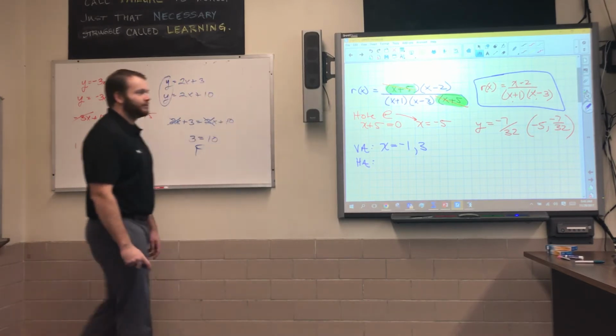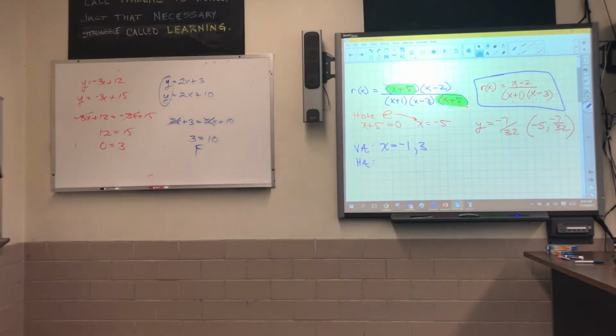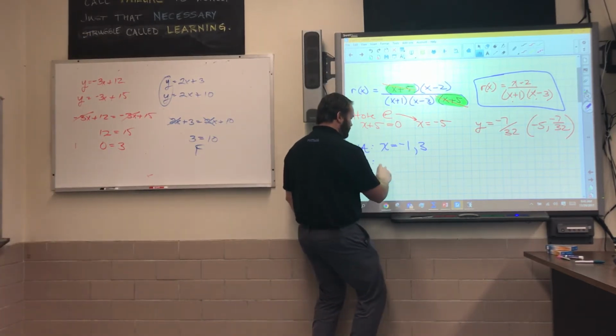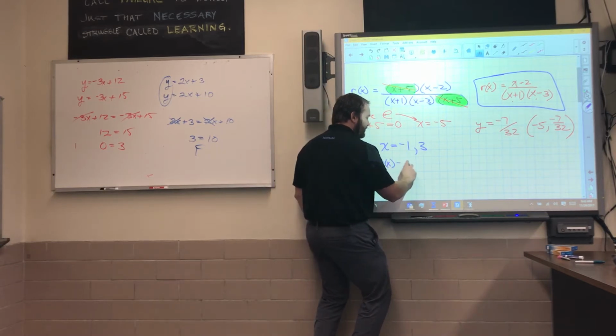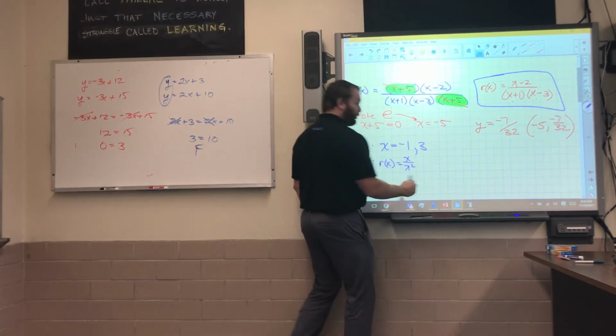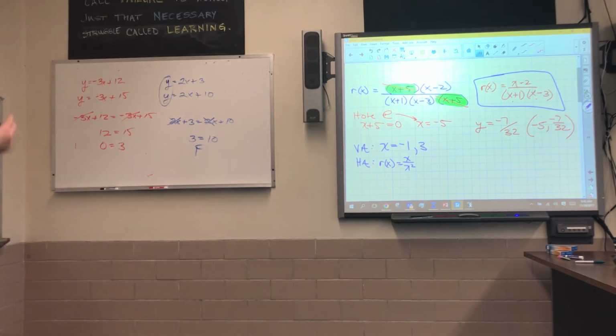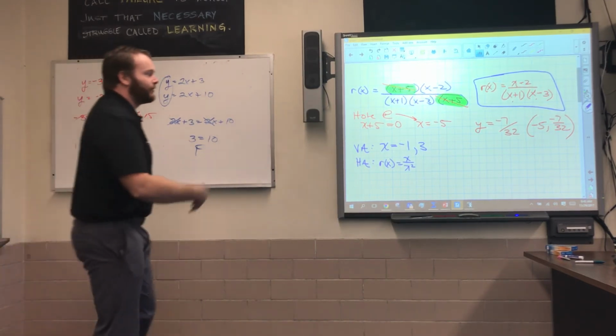Horizontal asymptotes. Again, look at the reduced version. What is the degree on top? 1. What's the degree on the bottom? 2. So in general, r of x kind of looks like x over x squared in the long run, because the -2 on top and the minus 2x and -3 on the bottom are negligible.